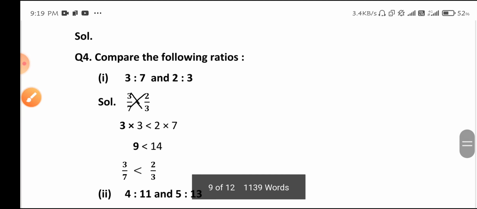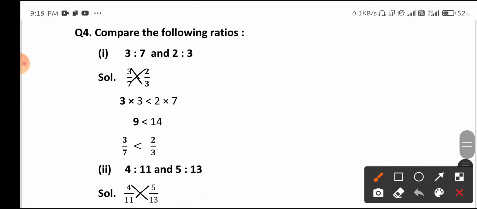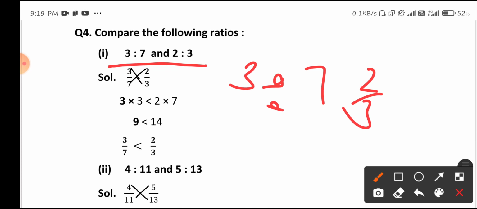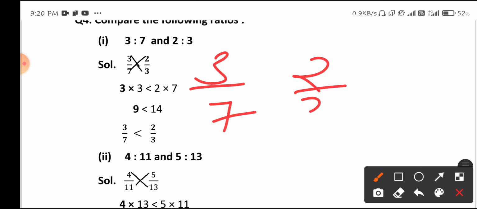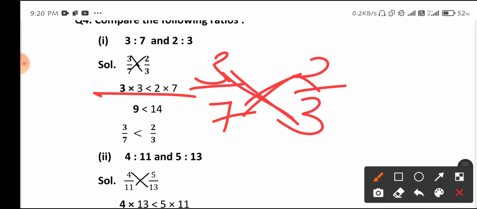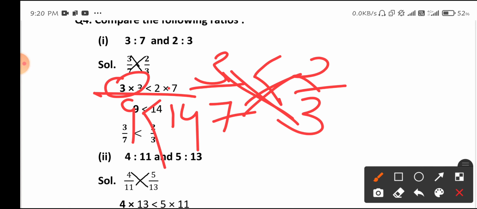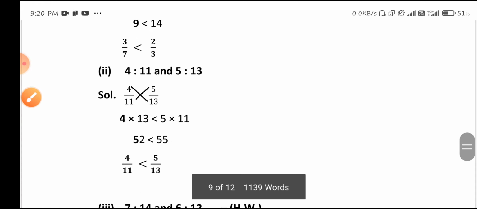Then see the next question. Compare the following ratios, 3 by 7, 3 ratio 7 and 2 by 3. How to compare? We know that ratio we can write in fraction form. So for comparing you have to cross multiply. 3 multiply 3 and 2 into 7. So 3 into 3 and 2 into 7. 3 3s are 9, 2 7s are 14. Which is greater here? 14 is greater. It means 2 by 3 is greater than 3 by 7. Nothing else you have to do, only the cross multiplication.